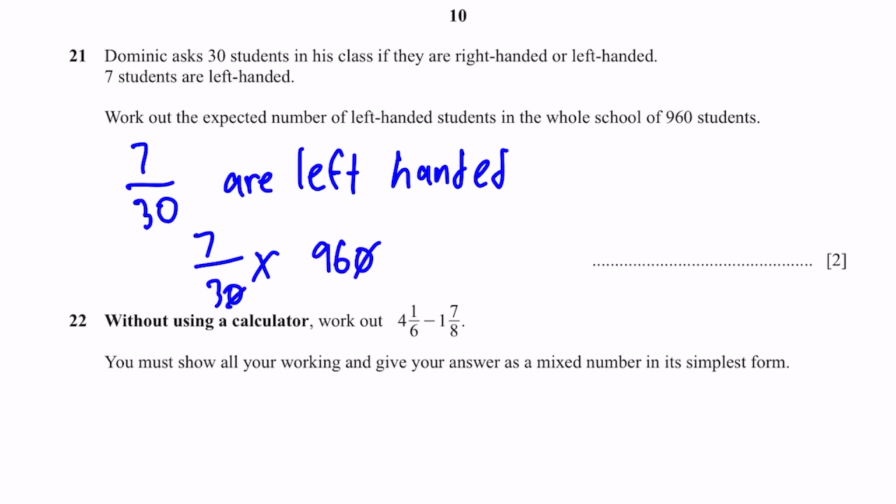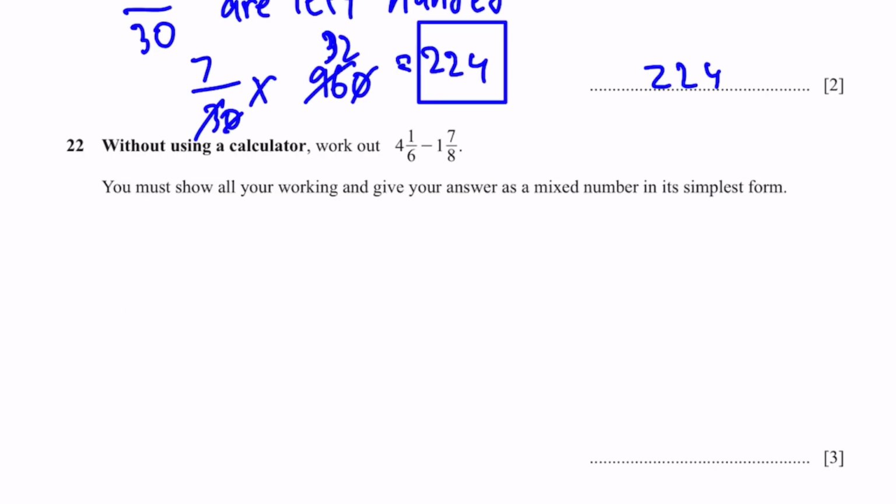And now we can cancel out some things. We get over here 32. 7 into 32 becomes 224. That means 224 students out of 960 are actually left-handed. That's the answer. Question 22.